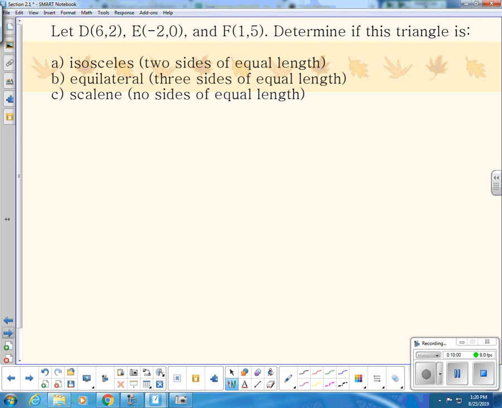Figure out if these 3 points make a scalene, isosceles, or equilateral triangle. So you have not 1, not 2, but 3 distances to find. Okay? 3 distances to find, and then we're going to compare them.